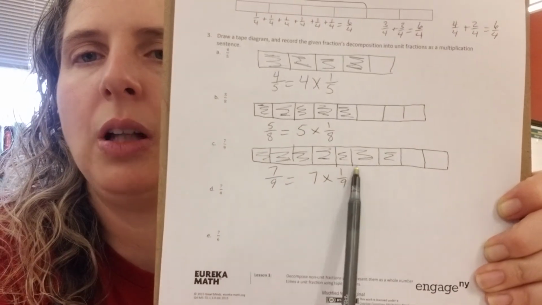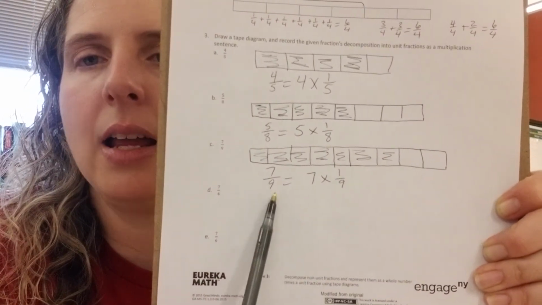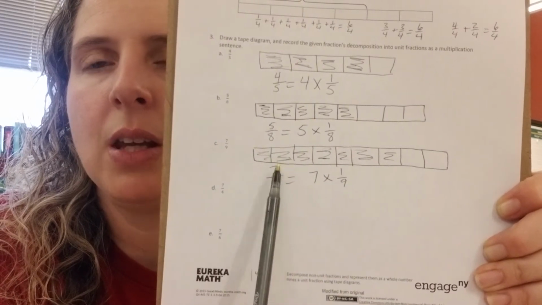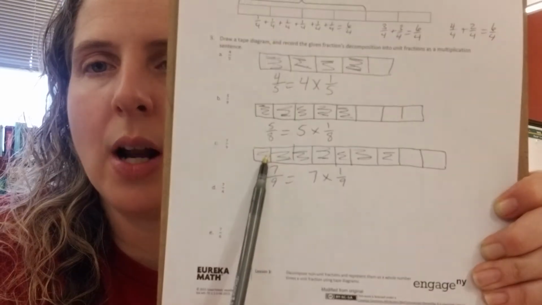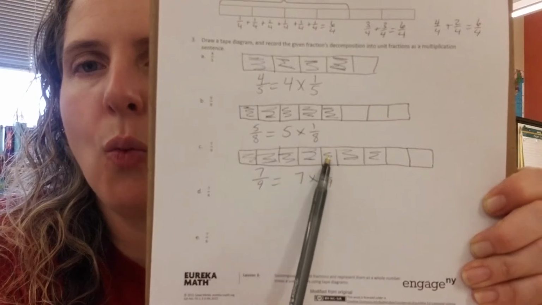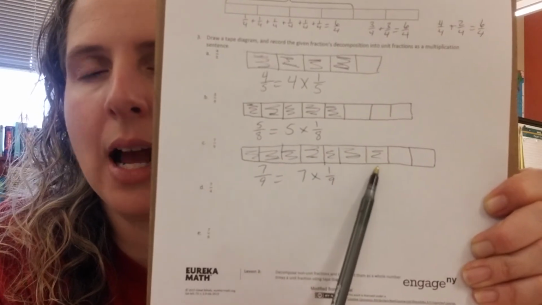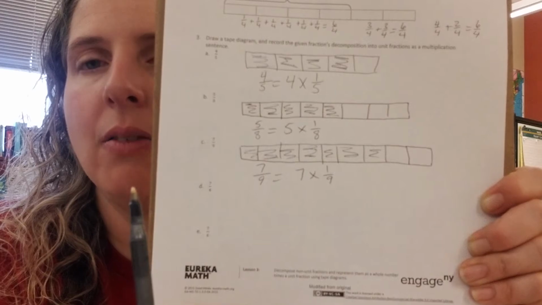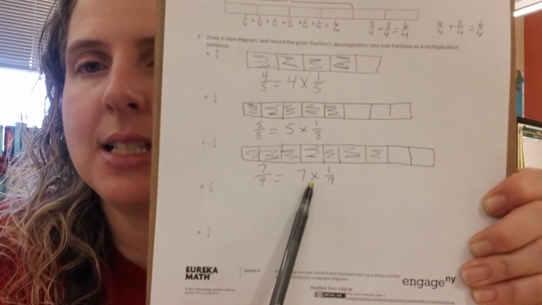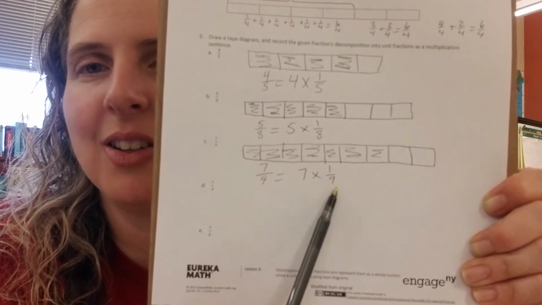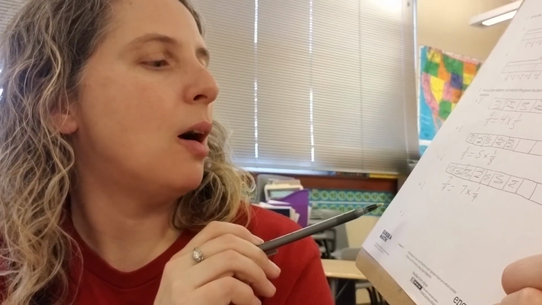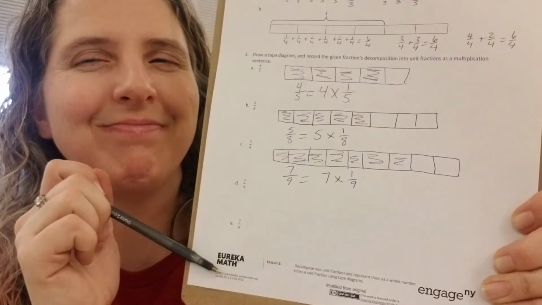I know that I have a total of how many boxes? 9. That's my denominator. And how many did I shade in? 7. So right here, say it with me. 1/9, 1/9, 1/9, 1/9, 1/9, 1/9, 1/9. How many 1/9ths do I have? 7. So 7/9 equals 7 times 1/9. Okay? Great job. I want you to pause. Oops. Not true.